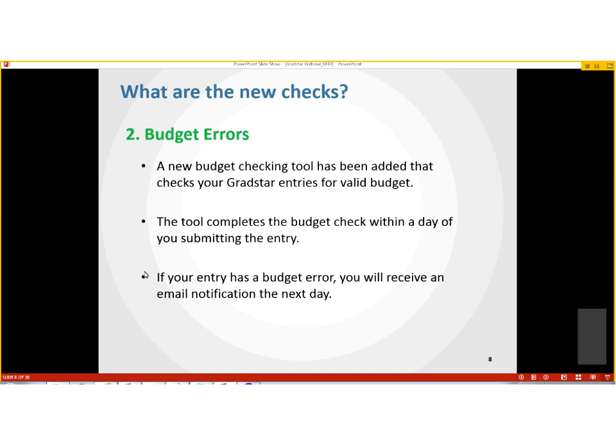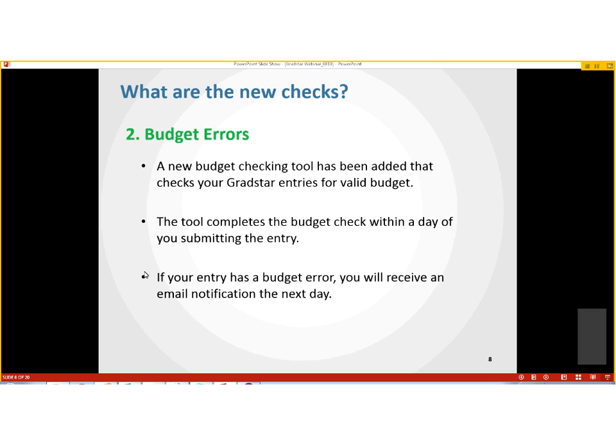Okay, the second type of error is a budget error. And for this new check that's been put in the system, it's basically checking for valid budget. And what happens is, if you say enter your GradStar entry on a Tuesday, this check takes approximately 1 day to run through its cycle and determine if there is valid budget and sufficient budget. And if you have an error, you will get an email notification the following day saying that your GradStar entry has failed budget check.